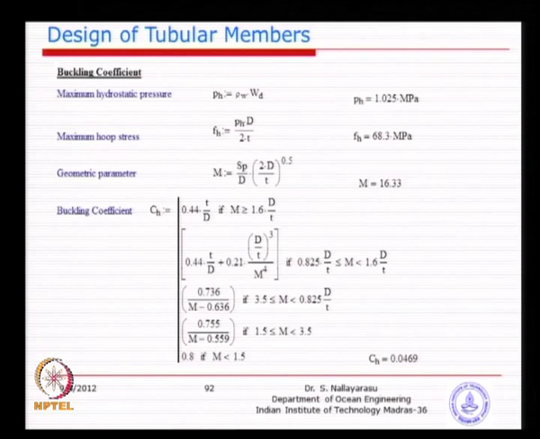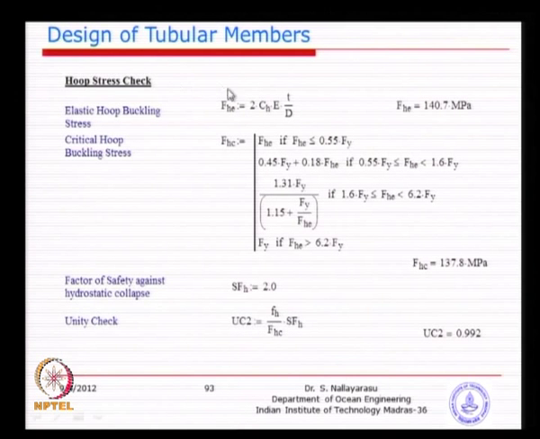And then you find out all your elastic hoop buckling and the inelastic or critical hoop buckling, and then use the factor of safety of 2, because there is no other load, only pure hydrostatic, and simply find out the unity check, which is 0.99, is it not. Now, what we have done is we have assumed that rings are provided at 2 meter, and we have designed the tubular section, which will be very safe.